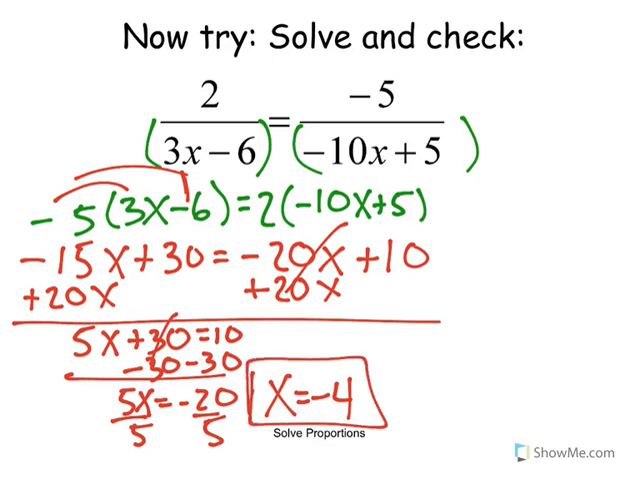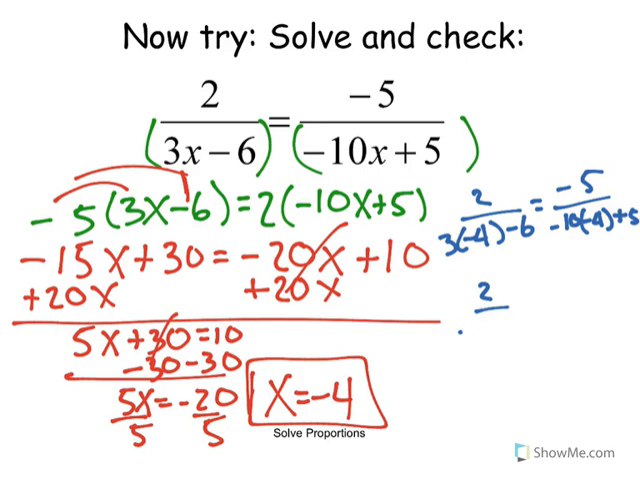Now what's going to happen when I check? Well, I don't have really a lot of space here to rewrite, but I'm going to have 2 divided by 3 times negative 4 minus 6 equals negative 5 divided by negative 10 times negative 4 plus 5. So 3 times negative 4 is negative 12 minus 6 is negative 18. Negative 10 times negative 4 is 40 plus 5 is 45.